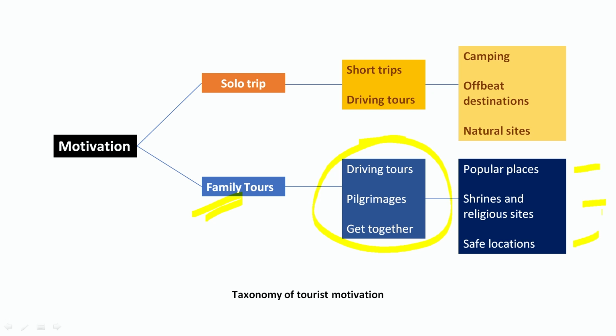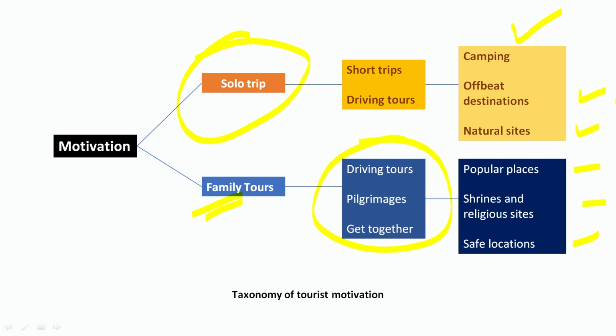Now let us look at the other end, where an individual prefers solo trip. In the solo trips, probably you can think of biking tours, self-driving tours, which can be short trips or even long trips, which can have camping or which could include offbeat destinations and natural sites.